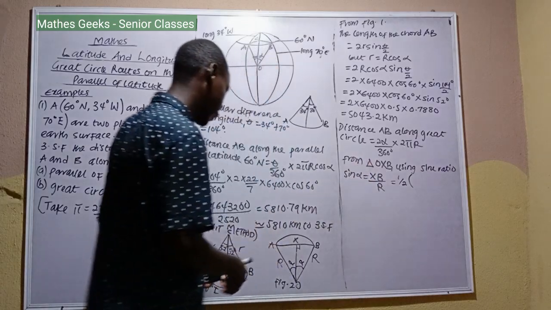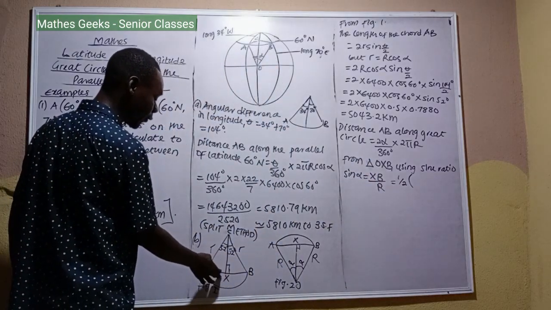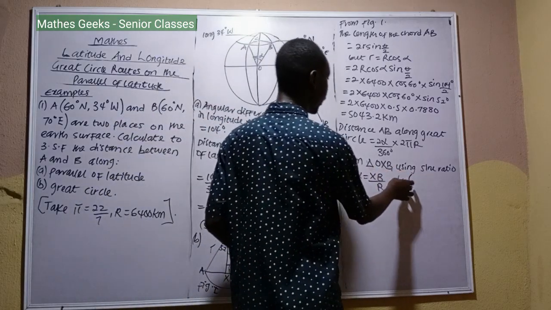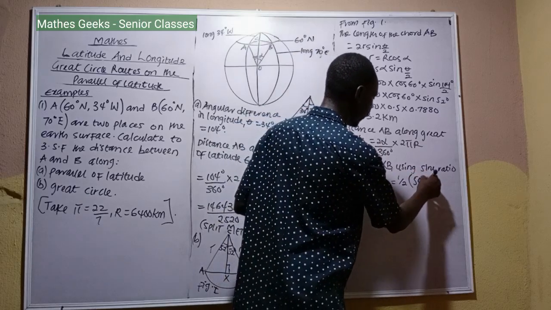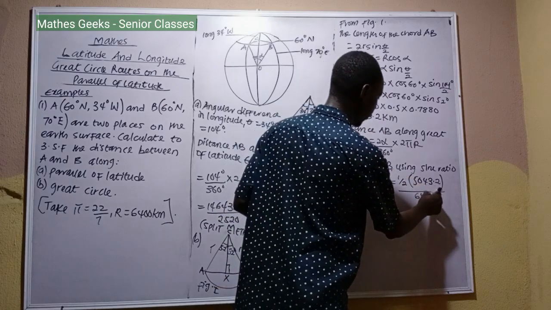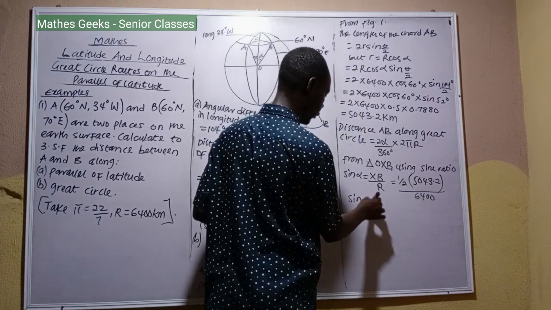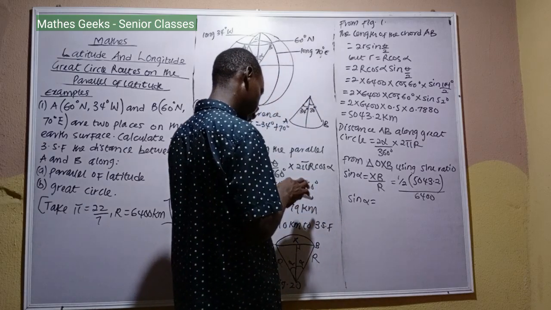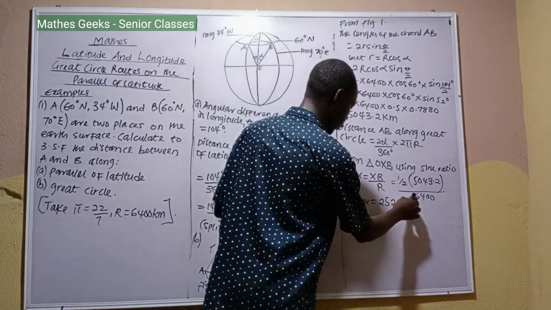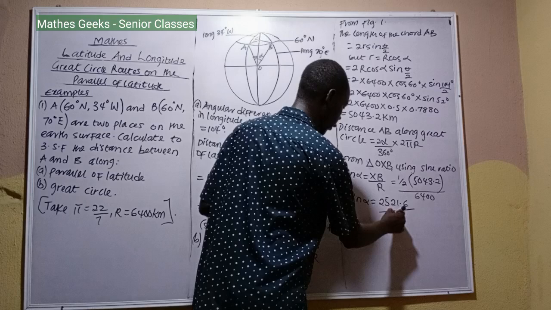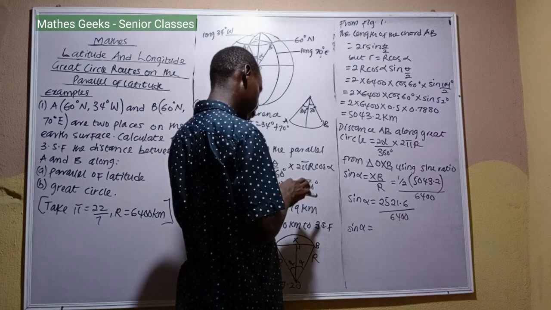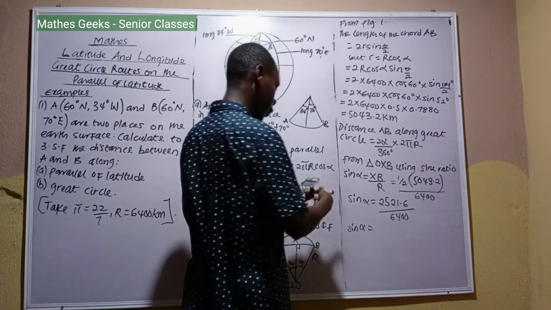Now this was what I said that we needed, to get the length of chord, because the value of the length of chord would be useful here. So this is where it would be useful. Our XB is half of 5043.2, over r, which is 6400. So sine alpha is equal to 2521.6 divided by 6400. The sine alpha is equal to 0.394.